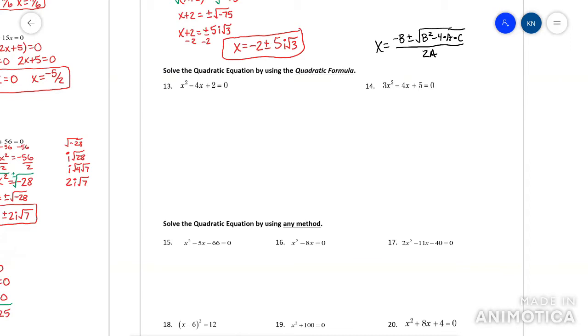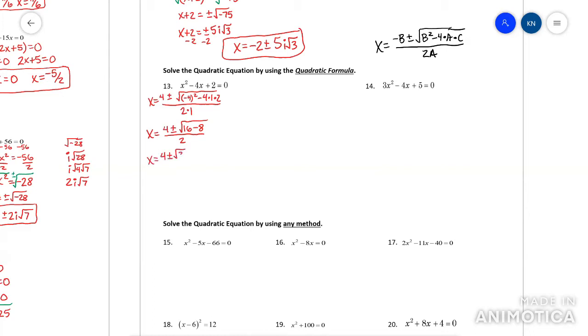Negative b, change the sign of b. So you have positive 4 plus or minus the square root of b squared, so negative 4 squared, minus 4 times a times c, and it's all over 2 times a. Work inside the root first. So you have negative 4 squared is 16. Minus 4 times 1 times 2 is minus 8. And then it's all over 2. 16 minus 8 is 8.